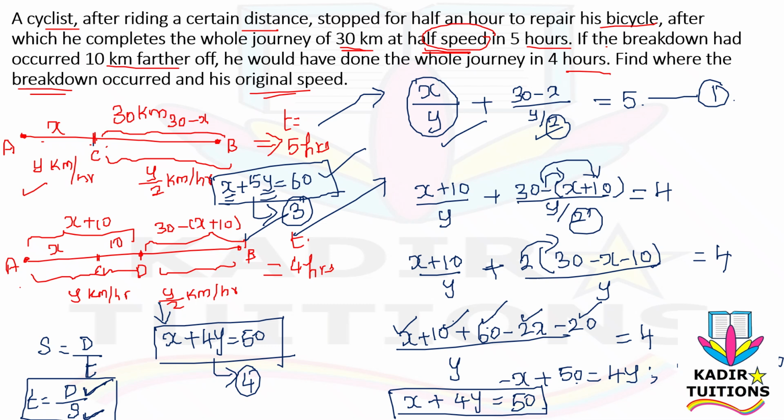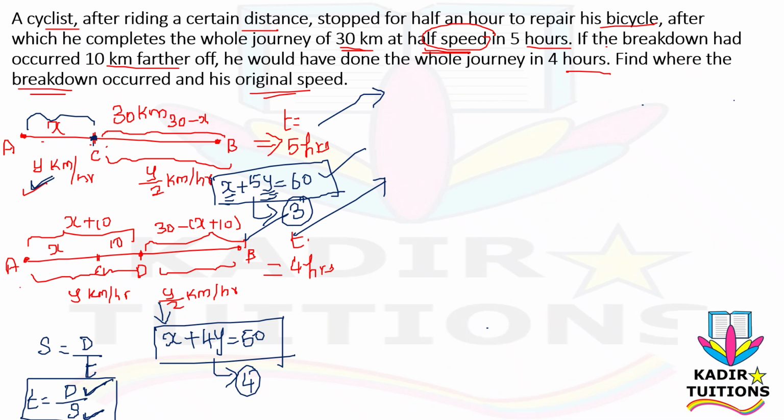So what is actually x? x is nothing but the point at which we got the breakdown, right? After how many kilometers the breakdown occurred. And what about y? It's nothing but the original speed of the cycle. This is what we are going to find now. So can we solve third and fourth equation?